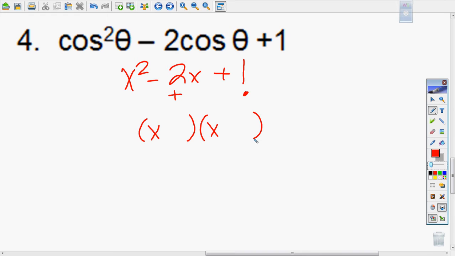They would both have to be negative ones, because a negative times a negative makes a positive 1, but a negative plus a negative is going to still be a negative. So it would be x minus 1, x minus 1.